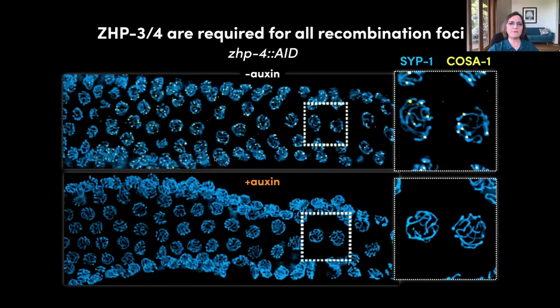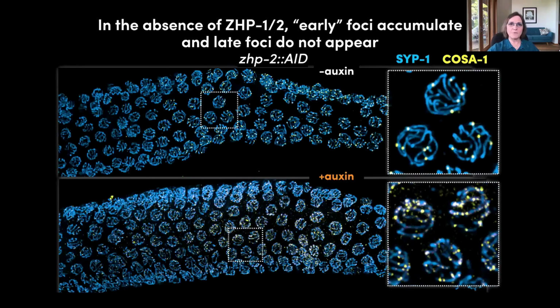If we take away ZHP-3 or 4, we do not see any evidence of recombination intermediates. We don't see these late COSA-1 foci that I pointed out earlier, and we don't even see the faint foci that mark the early recombination events. Conversely, if we take away ZHP-1 or 2, instead of getting 6 designated crossovers in each nucleus, what we see is a gradual accumulation of these very faint early recombination foci to a much higher than normal number, but these do not mature to become crossovers. So all of these proteins are necessary for crossovers and their regulation.